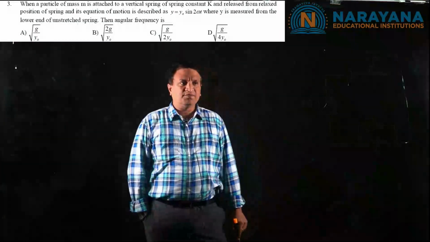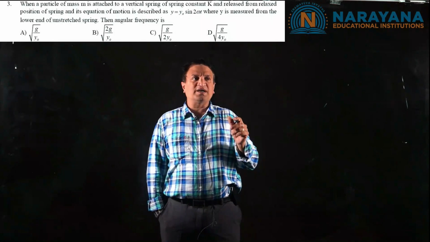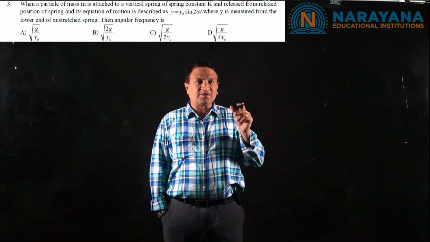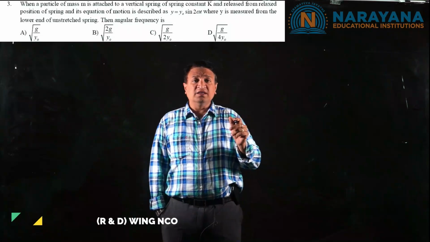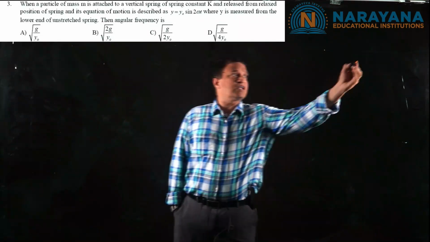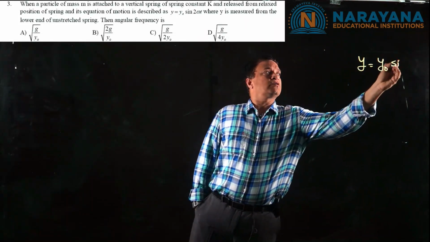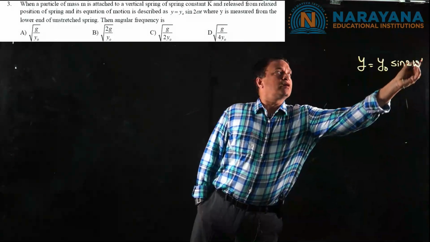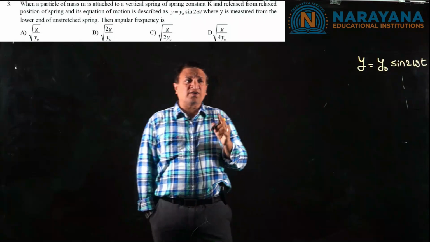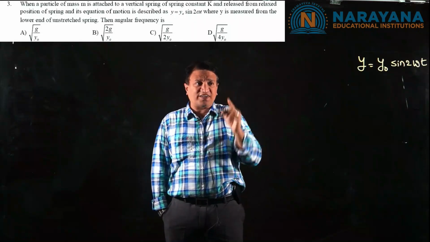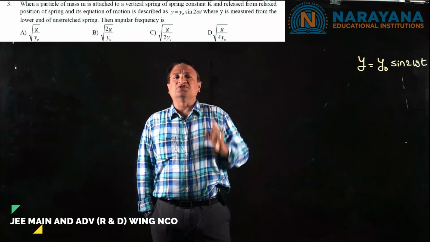The next question. When a particle of mass m is attached to a vertical spring whose spring constant is k and released from the relaxed position of the spring, it was given the equation of motion as y equal to y naught sine 2 omega t. This is the equation given. Here y is measured from the lower end of the unstretched spring. What they want is the angular frequency of oscillation.